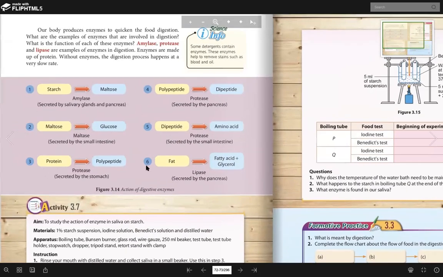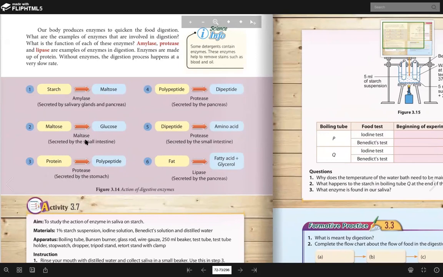Okay, this is the table that we want to simplify for you. The names of the enzymes that happen in our digestive system. Kita tengok ni, amylase. Dekat mana kita jumpa? Dekat mouth yang ada salivary gland dan juga pancreas, right? Amylase tu akan tukar starch into maltose.